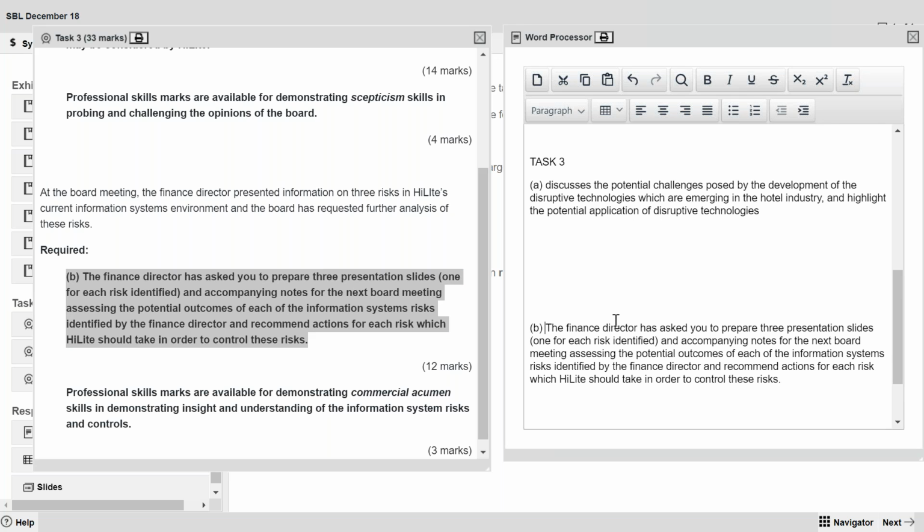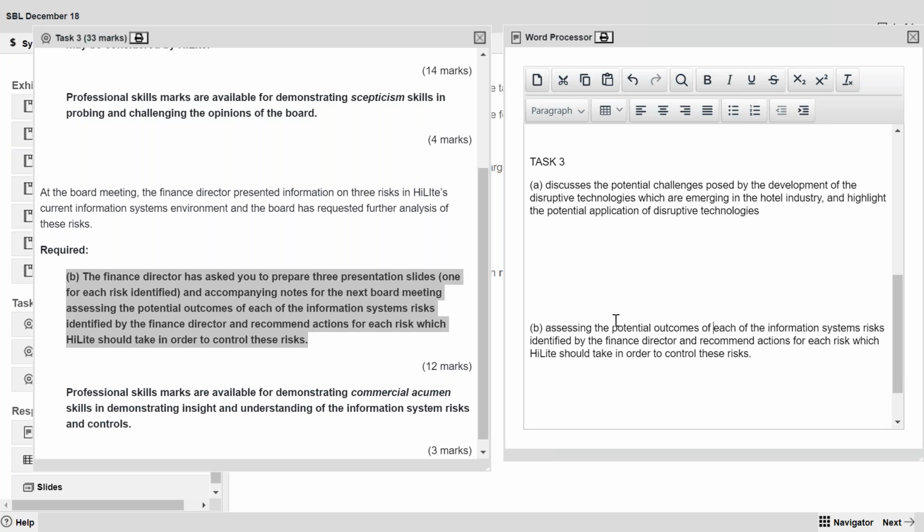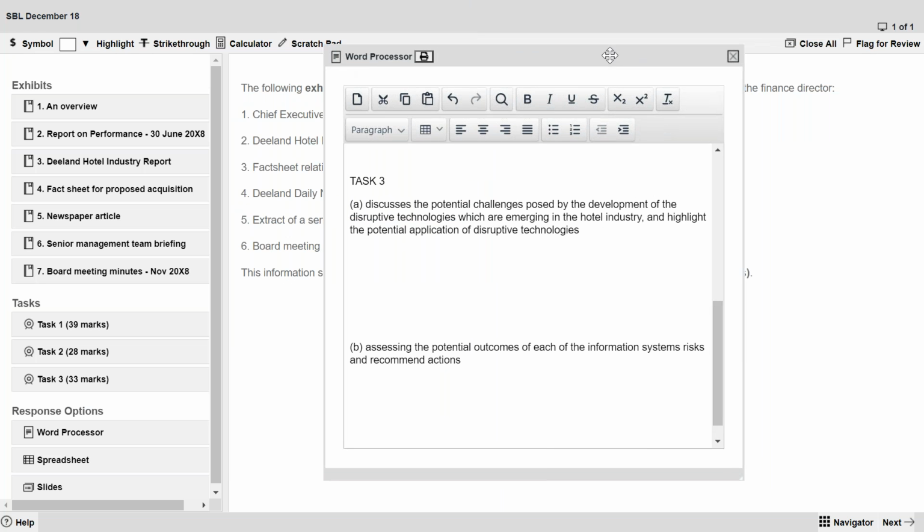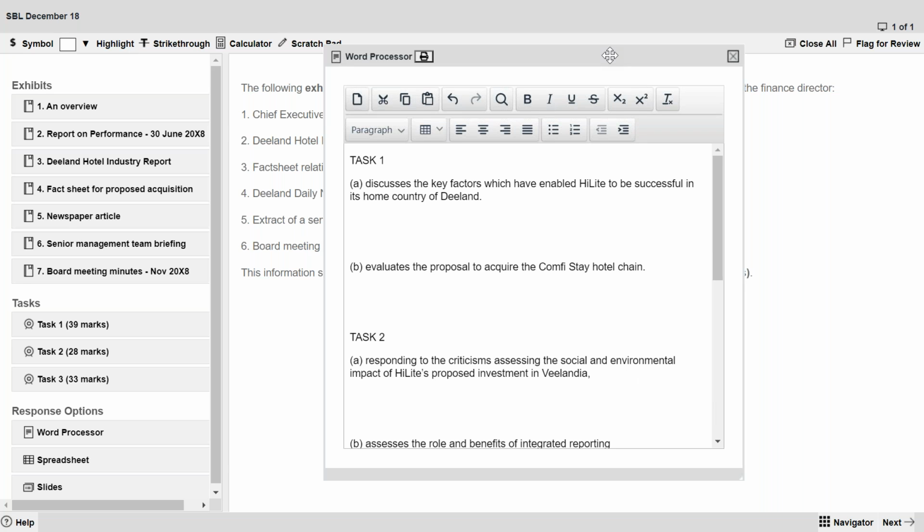The finance director has asked you to prepare 3 slides, 1 for each, and accompanying notes assessing the potential outcomes of each of the information system risks and recommend actions. So I know the topic, information system risks and recommendations. So done with the copy pasting. So see, in a CBE, it just took me 3 minutes. I copy pasted all the requirements.